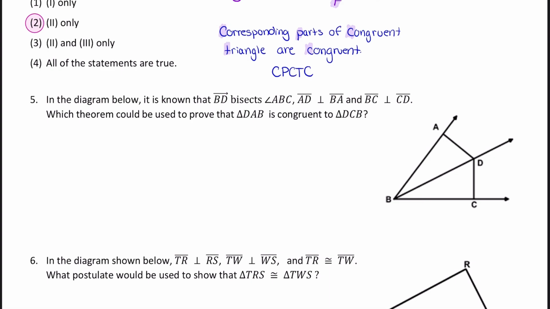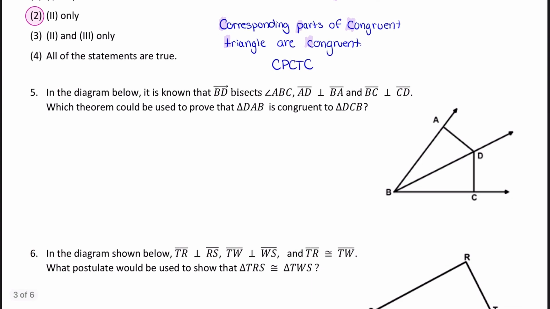I see a lot of words. Luckily, they gave me a diagram, but I should be highlighting as I go, highlighting given information, and making sure I mark it off in my diagram. So in the diagram below, it is known that BD bisects angle A.